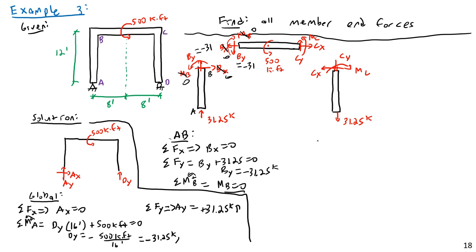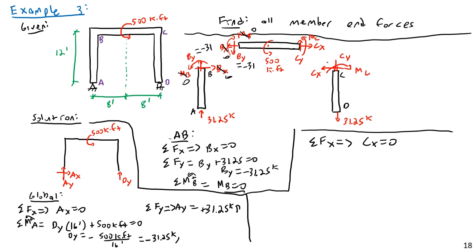And then let's look at member CD. I'm applying equations of equilibrium on this member, not BC, sorry, CD, or column CD if you prefer. First of all, the same kind of thing. Actually, these are going to be very similar. Summation of forces in the x direction will clearly show that Cx is equal to zero. There is no horizontal force there.